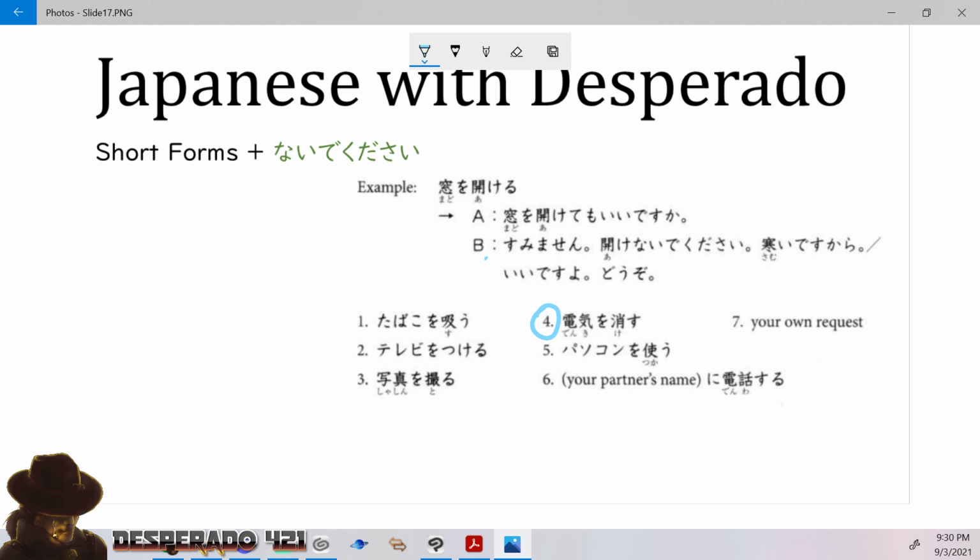So we're going to do this last one here. This is kesu. So denki o kesu. And that kanji there is for to extinguish. Denki means electricity or lights. So, turn off the light. Very good.